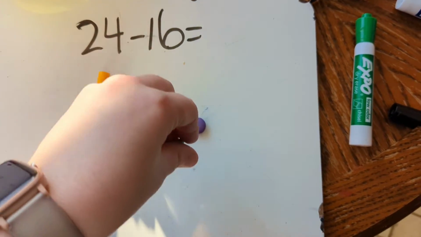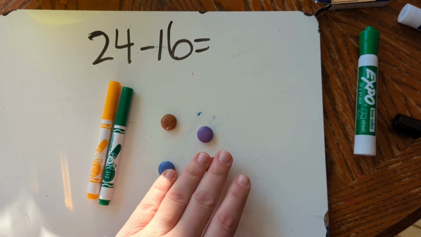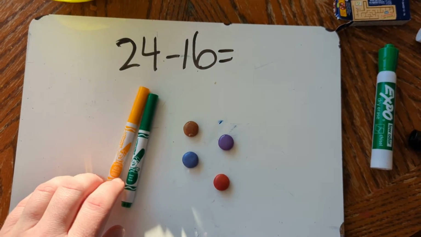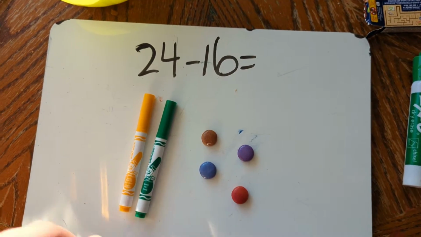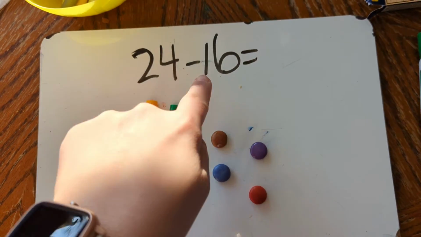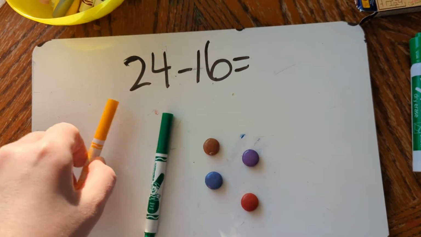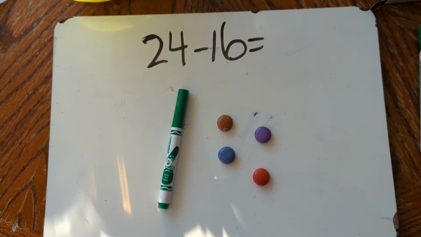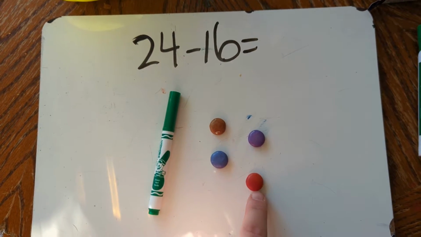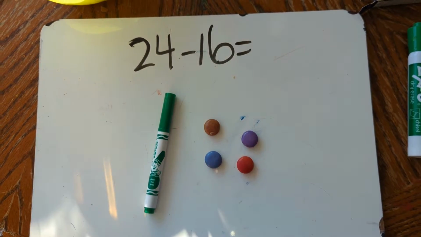So I've got 24, and we want to take away 16. All right, so I can start by taking away my one group of 10 that you see there. Okay, that's fine. But now I still have to take away those 6 ones. But here we have a little bit of a dilemma because there's only 4 here. So what do we do?